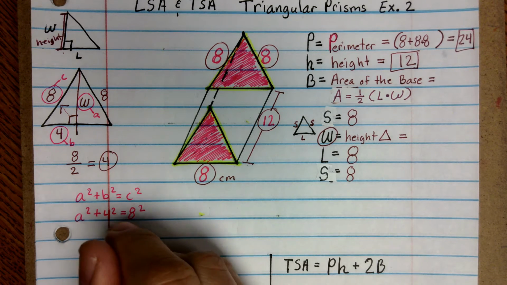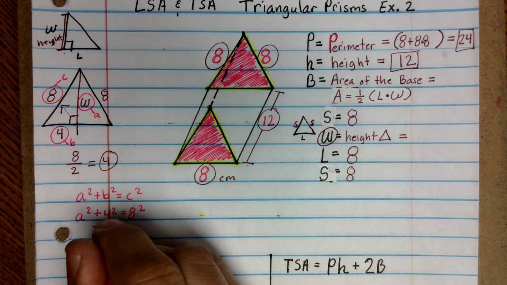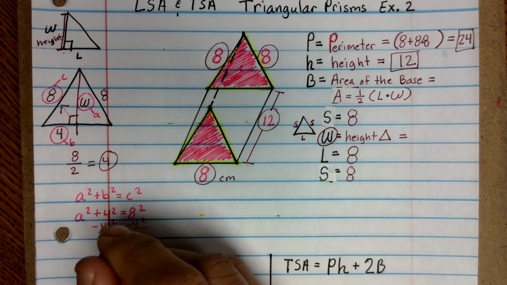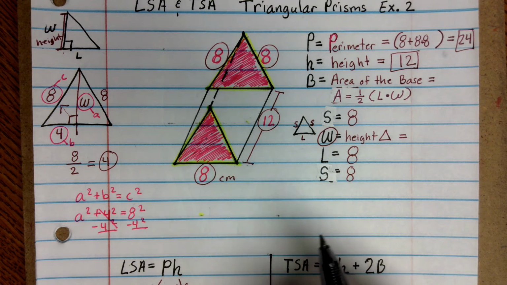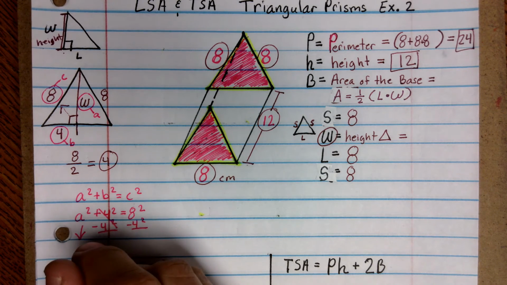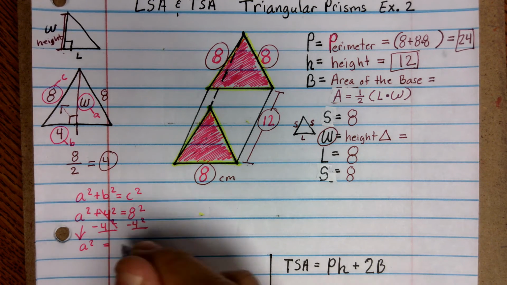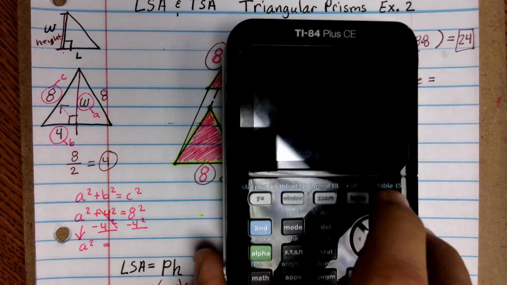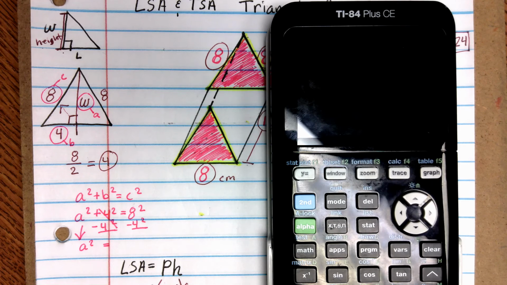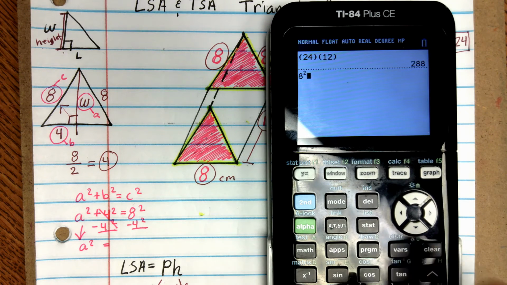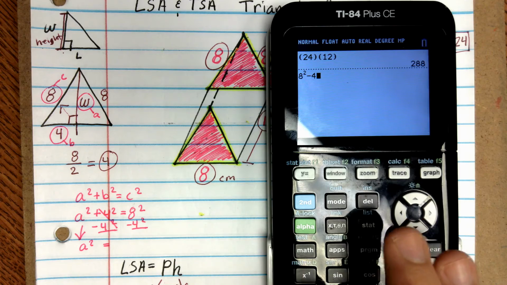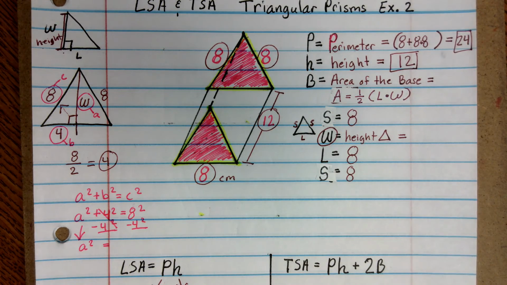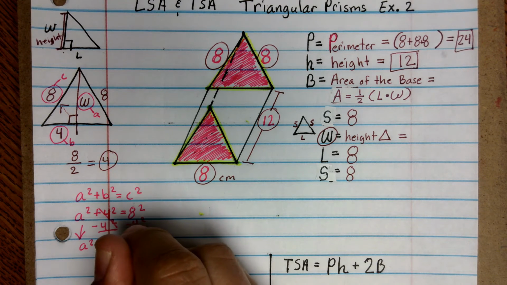Now, I'm going to use inverse operations to get a by itself. So I'm going to subtract 4 squared from both sides. Notice I didn't square the number. I'm just going to cancel it out because I'm going to let the calculator do that work. I'm going to bring down a squared is equal to 8 squared minus 4 squared, and I'm going to put that in the calculator. So I have 8 squared minus 4 squared, and it leaves me with 48.